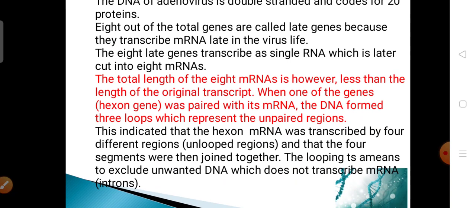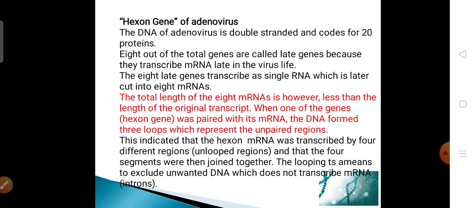The looping out of DNA is a means to exclude unwanted DNA which does not appear in the mRNA. That is, the looped region is the intron region, and the region which pairs with mRNA is the exon region.